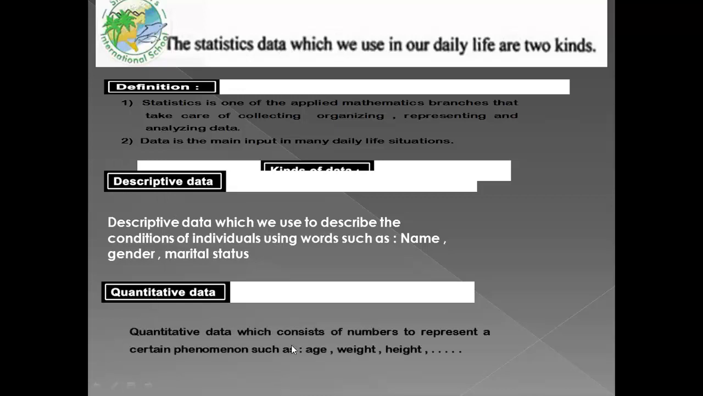The quantitative data which consists of numbers, any number. When there are numbers, it means quantitative data. Quantitative data consists of numbers to represent a certain value such as age, weight, height.